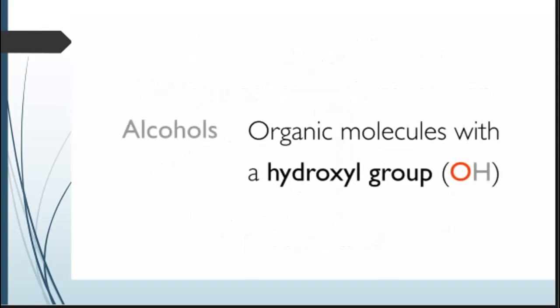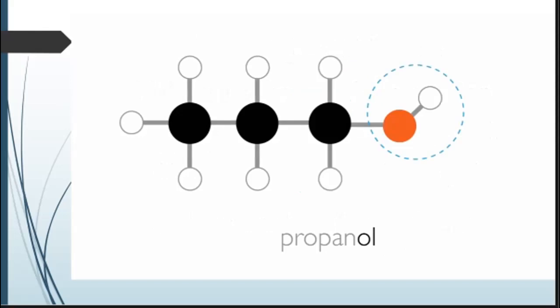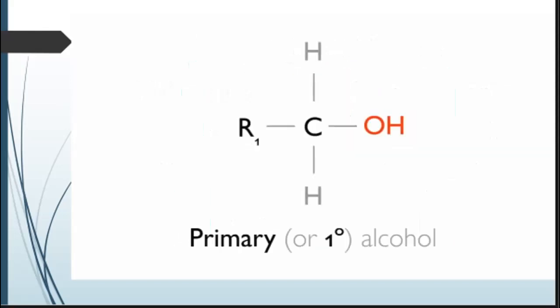Now, at the end of this tutorial, you should be able to identify the alcohol functional group, name alcohols, understand their uses, and be able to categorize them as primary, secondary, or tertiary.